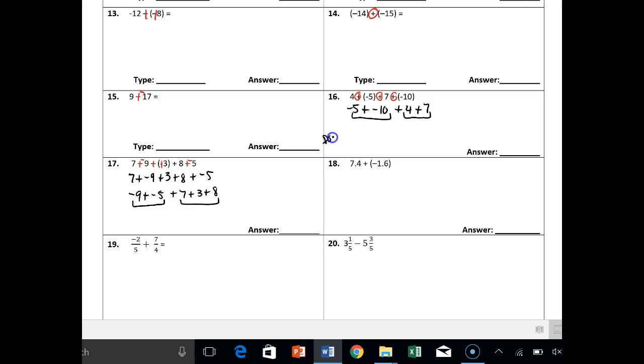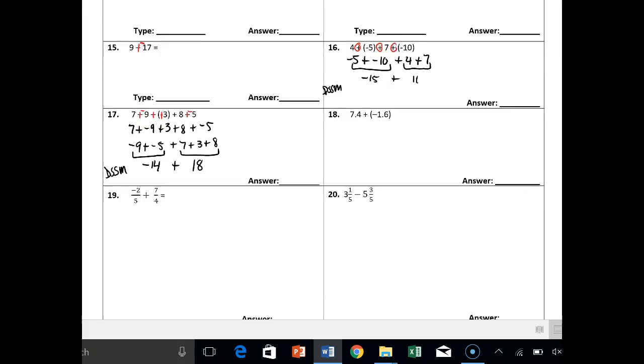Same thing here on 16. After you add the negatives together, that's negative 15 plus positive 11. That's a DSSM. You got to solve that. So DSSM here as well. First, you have SSAK, negative 14 plus 7 plus 3 is 10. So plus 8 more is 18. Now it's a DSSM, right?